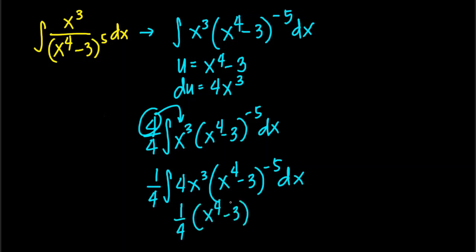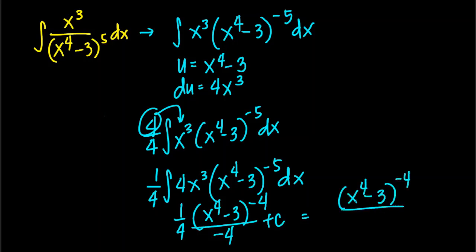Ang negative 5 mo, plus 1 ka. So, may mo siya negative 4. Kung ano exponent mo sa babaw, siya sa dalom, so negative 4 ka man de. Okay? Plus c. And to simplify this becomes x to the fourth minus 3 raised to negative 4 over 4 kag negative 4 multiply ni negative 16 plus c.